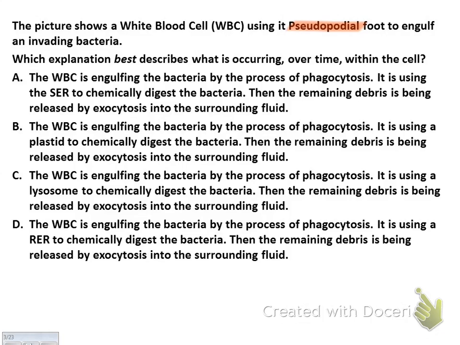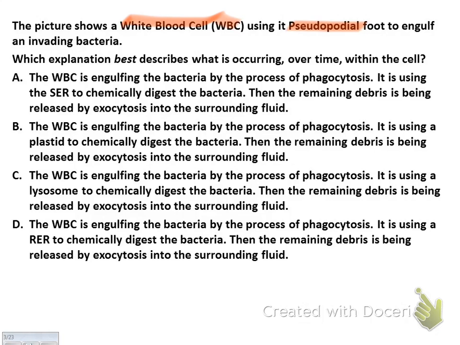Some small cells don't have cilia, like the little carpet-like things, or flagella to move. They move with a pseudopod. Their cell membrane reaches out, and then they can pull themselves towards that. So the word pseudopod means false foot. So it says the picture shows a white blood cell. That was a giveaway right there. Using its pseudopodial foot to engulf an invading bacteria.